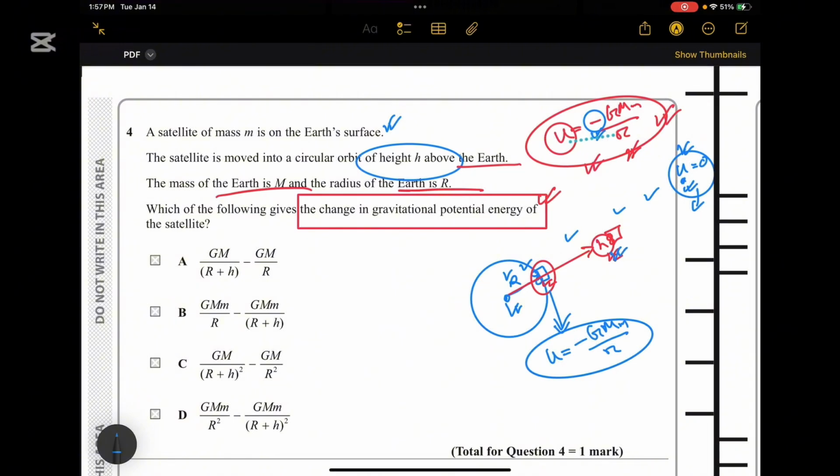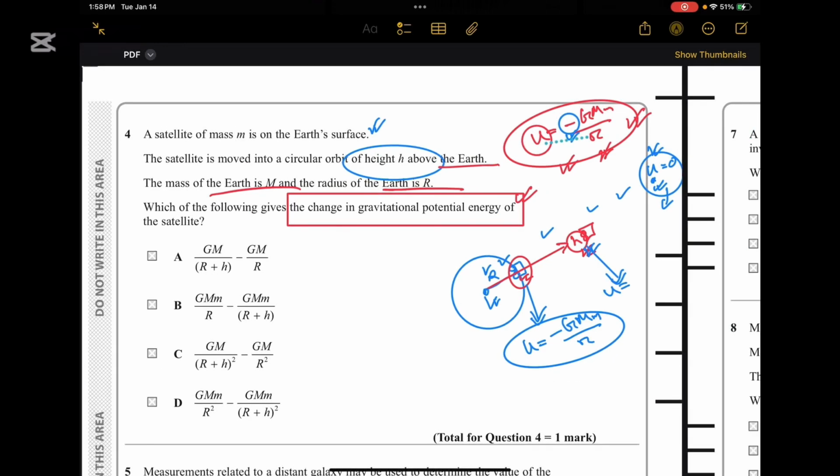But when it was taken to height h, at that time the gravitational potential energy will be minus GMm by, not this radius, because now the radius is this r plus this height, so it is r plus h. This is the value, right? Now this is the gravitational potential energy at the surface of the earth, and this is the gravitational potential energy at the height h to which the satellite was moved.